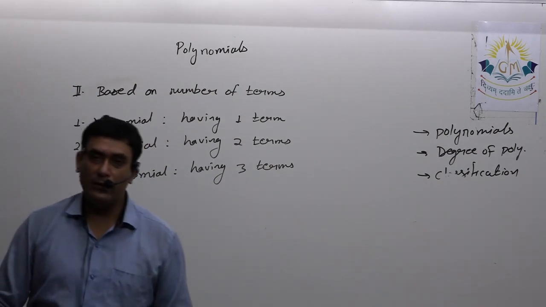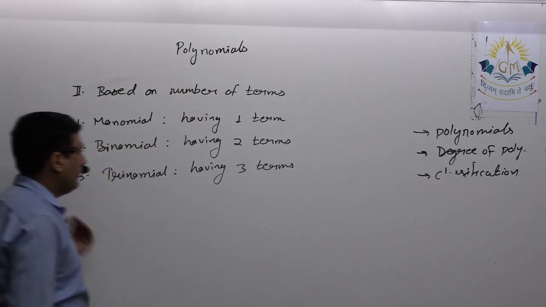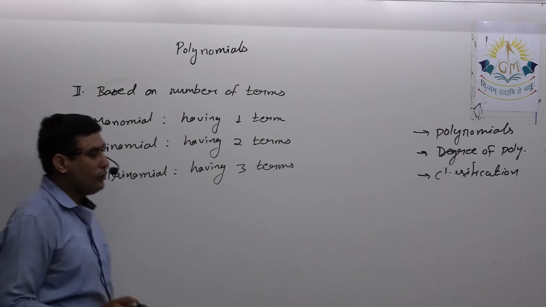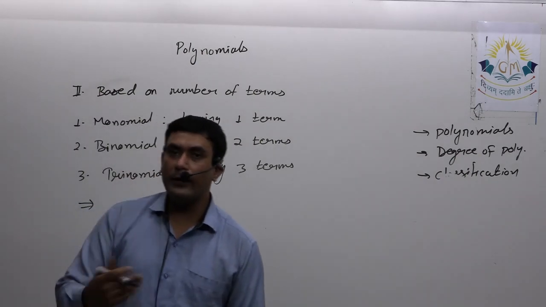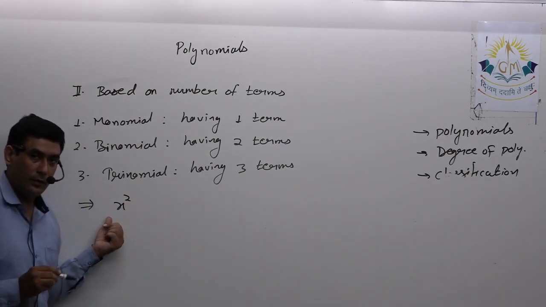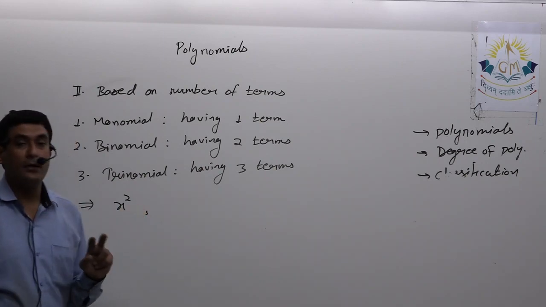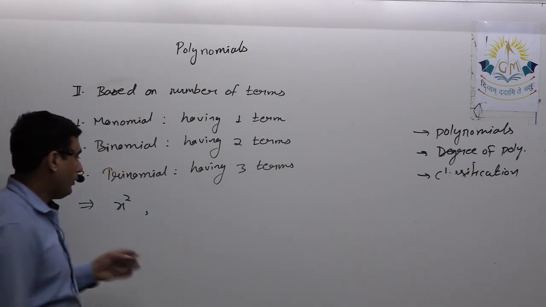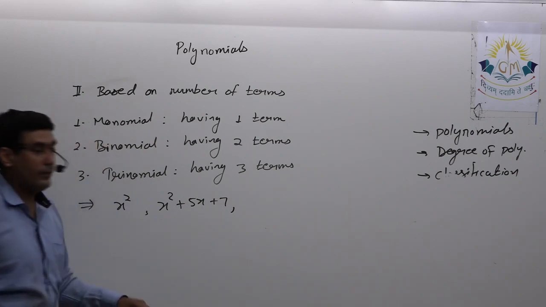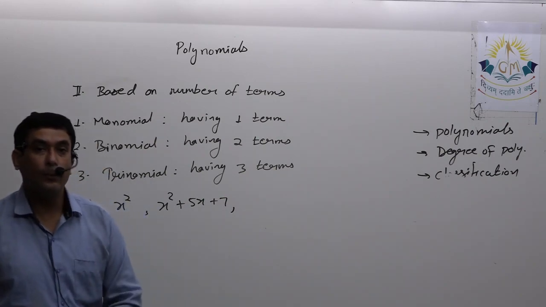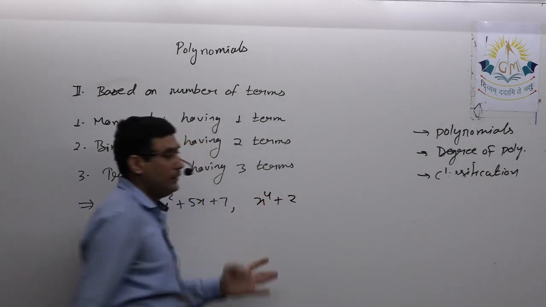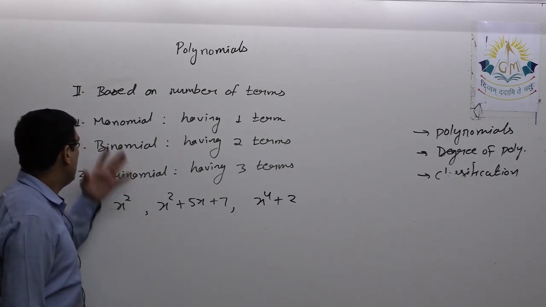A polynomial having one term is called monomial, having two terms is called binomial, having three terms is called trinomial. Now we'll see examples. Suppose I want to write a quadratic monomial. So this is the quadratic monomial. It has one term, it's a quadratic. Now if I want to write a quadratic trinomial, so x square plus 5x plus 7. Now if I want to write a biquadratic binomial, so biquadratic x raised to 4, binomial, so I'll add any other term.